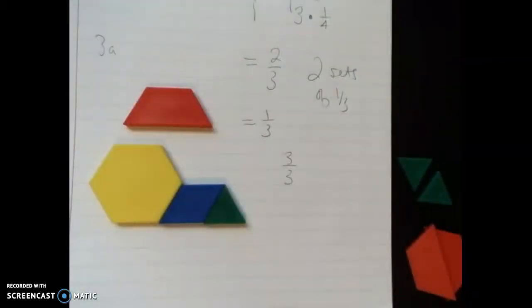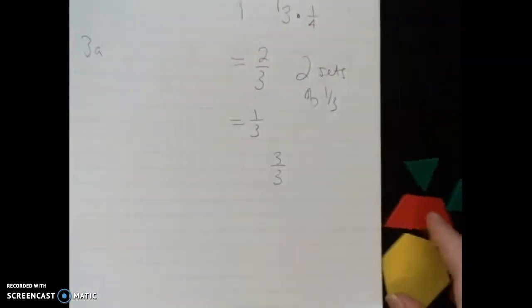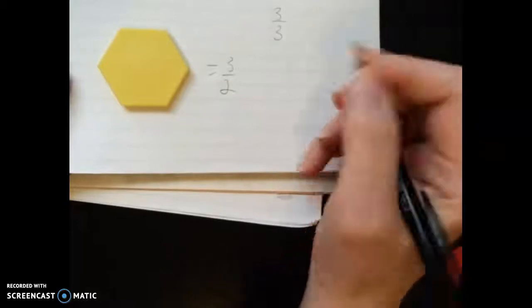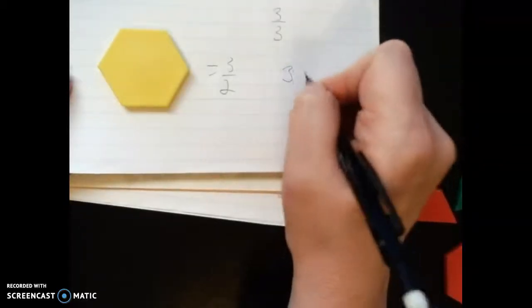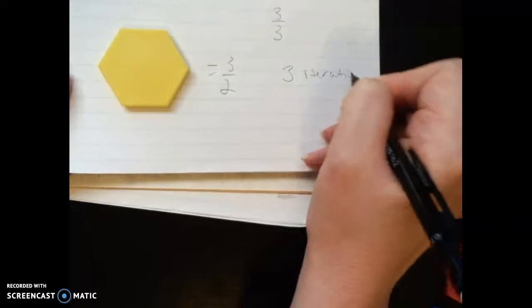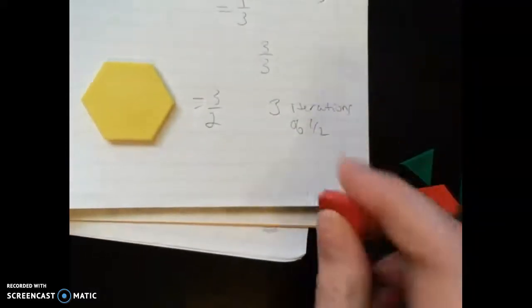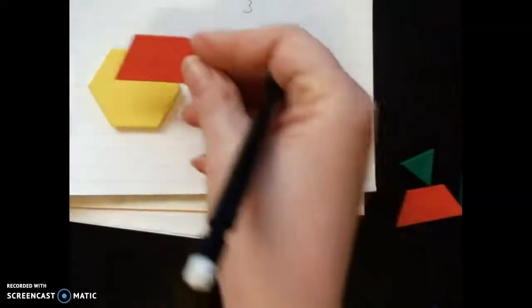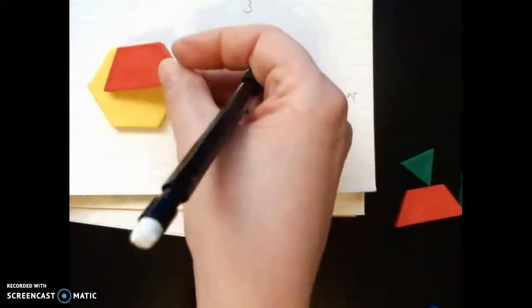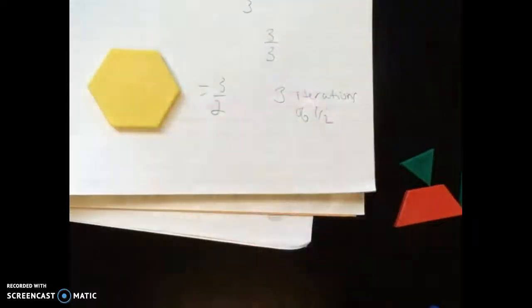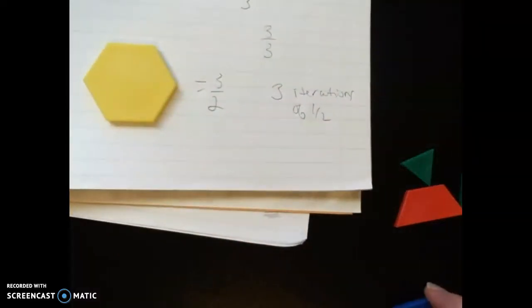Part B, what if your yellow hexagon is 3 halves of another design? Okay, so now suddenly this guy is worth 3 halves. Now again, you have to think about the meaning. That is 3 iterations or 3 sets, so 3 iterations of a half. And so to me, I am like, oh, well then suddenly this doesn't work anymore because I can't fit 3 of these in here. I need to find a shape that I can fit 3 of them in.